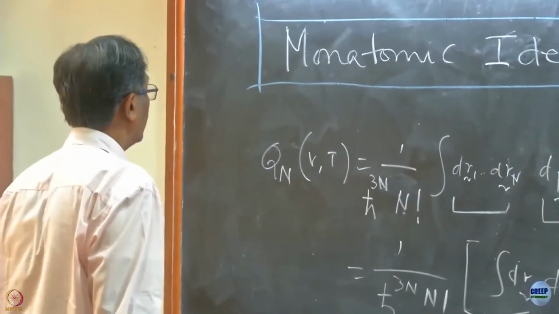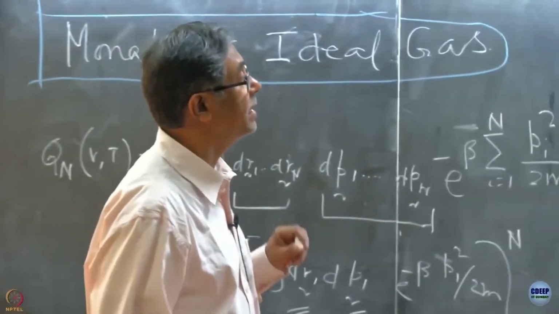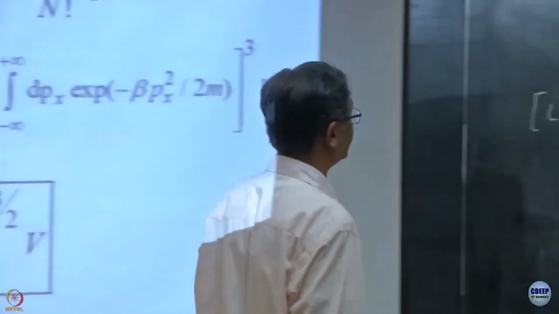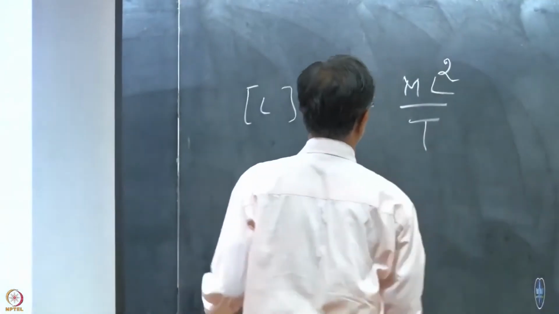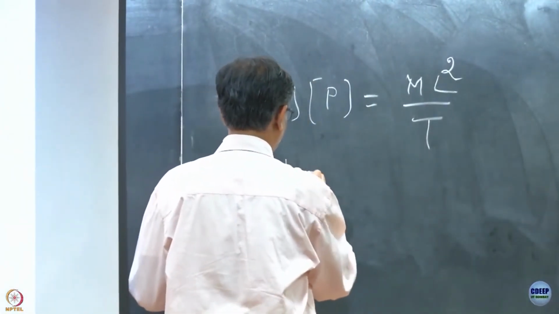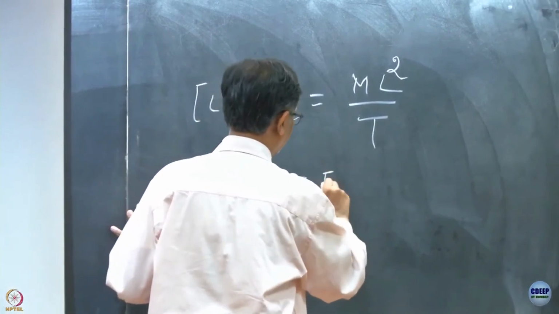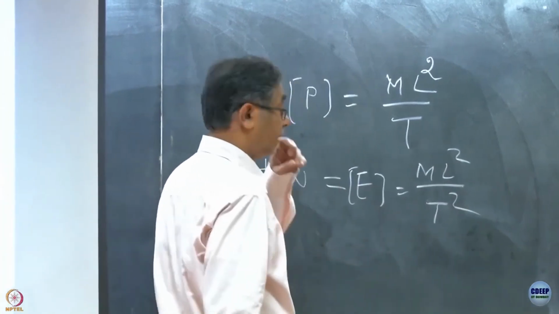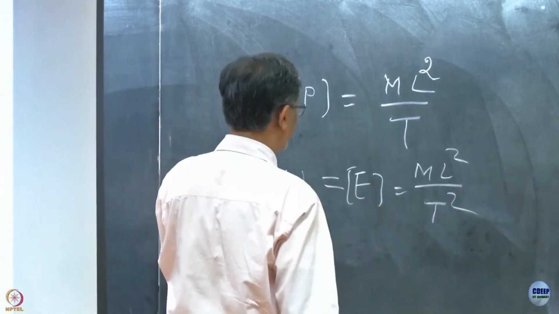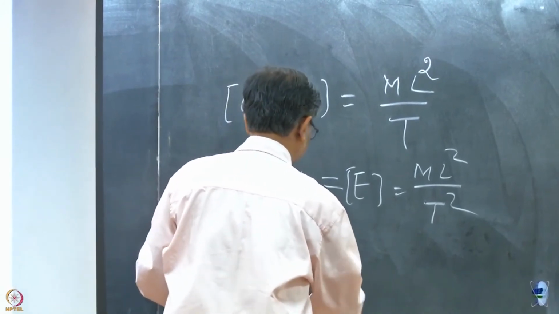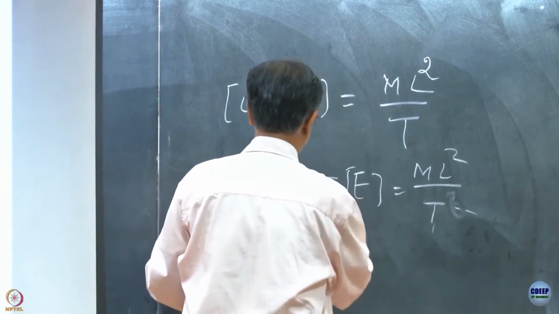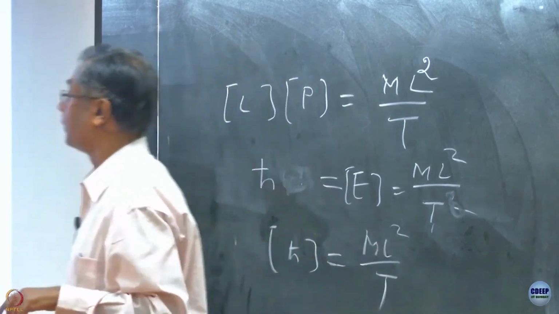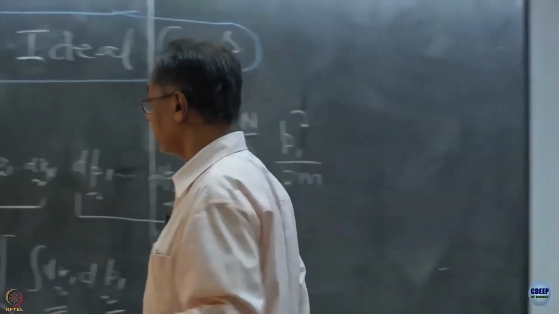So the momentum is ML by T, energy is ML squared by T squared. That's what I was saying, something is missing. Now, in Planck's constant, remember h omega is energy, that is ML squared by T squared. That is why the dimension of h bar, if one T goes out, you get ML squared by T. This is also called the dimension of action.